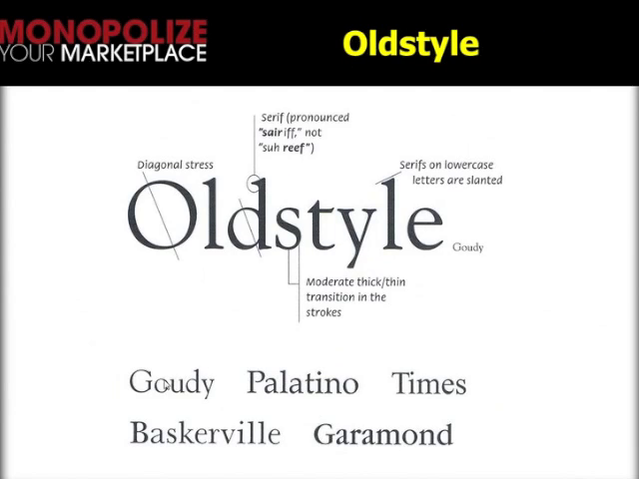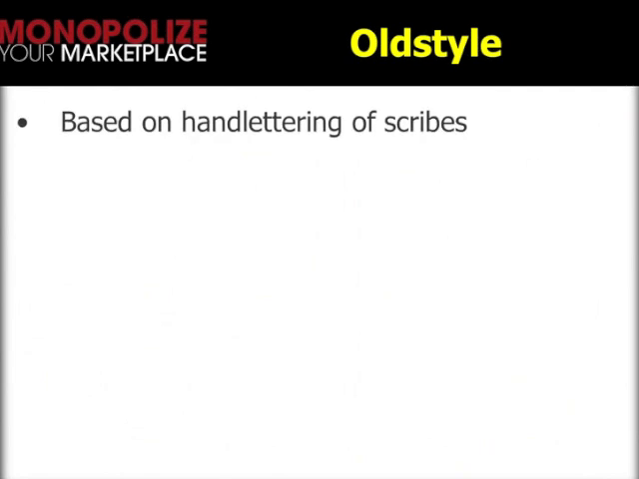So let's take a look at old style, some of the names of fonts at the bottom, but you'll see diagonal stress, the serif. It's pronounced serif, just letting you know that. Modern, thick transition in the strokes. And here are some of the examples. Now, how many fonts are there? Answer, there are hundreds and probably thousands of fonts, but this is giving you an idea.